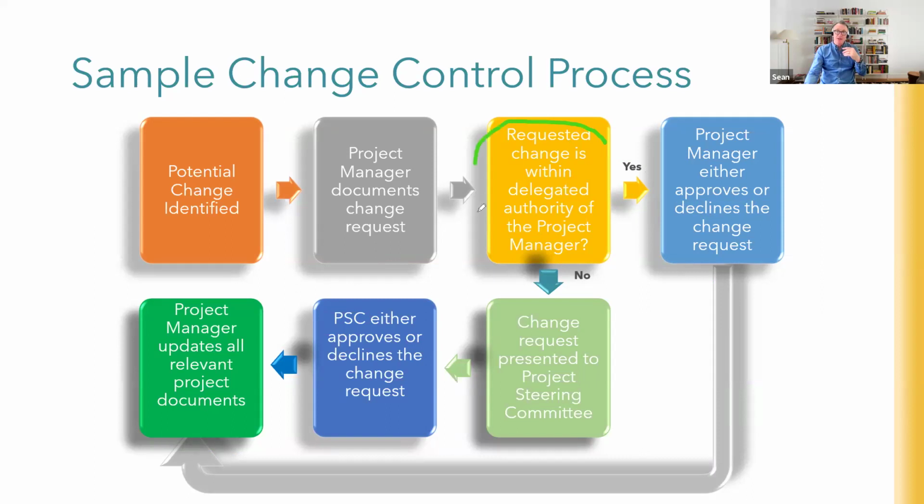If the project manager decides that it's outside of their delegated authority, and this should be very clear if it is or isn't, it then goes to the appropriate group of people: the senior managers, the project steering committee, the steering group, the change control board, the governance group, whatever they're called. It goes to them with all the necessary information and recommendations from the project manager. They can then either approve or decline the change request. But regardless of what they choose to do, again, it's up to the project manager to update all the relevant project documents and communicate the changes to people.